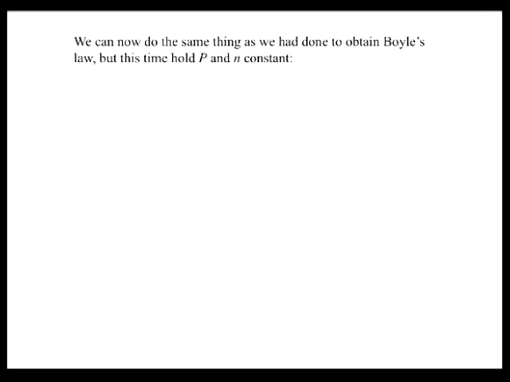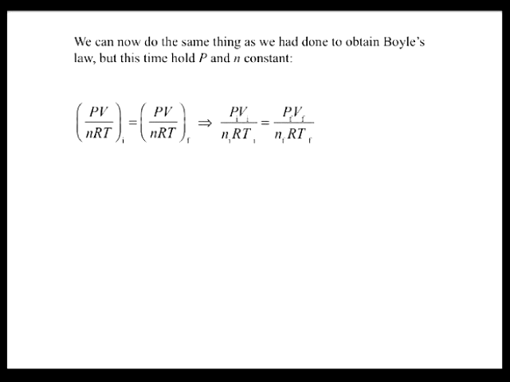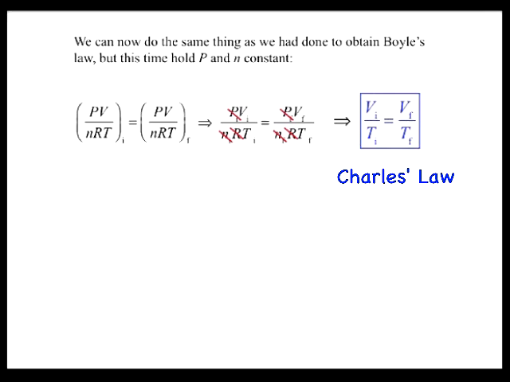We can now do the same thing as we did to obtain Boyle's law, but this time hold the pressure and the number of moles constant. Canceling the constant variables, we obtain another special case of the ideal gas law for constant pressure and a constant number of moles. The initial volume divided by the initial temperature is equal to the final volume divided by the final temperature, and this is called Charles' law.